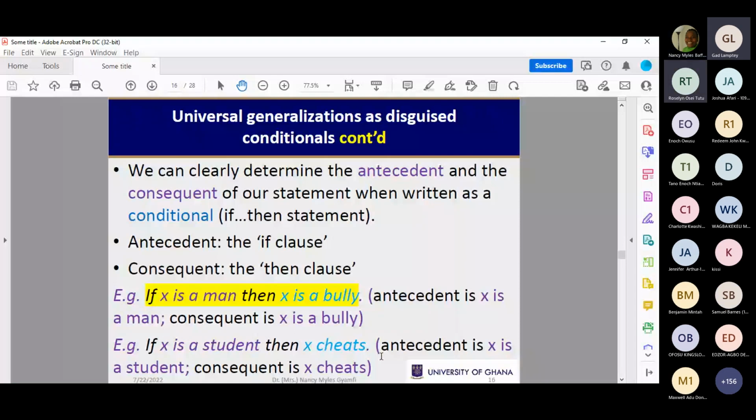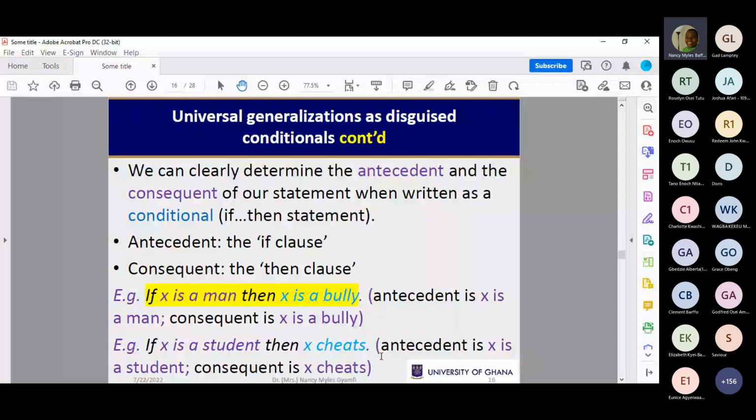Go on, sir. Example, if X is a man, then X is a bully. Good. Antecedent is X is a man. Consequent is X is a bully. Example 2. If X is a student, then X cheats. Antecedent is X is a student. Consequent is X cheats. Very good. Be on standby. You read a lot for us. I think you have a good background.